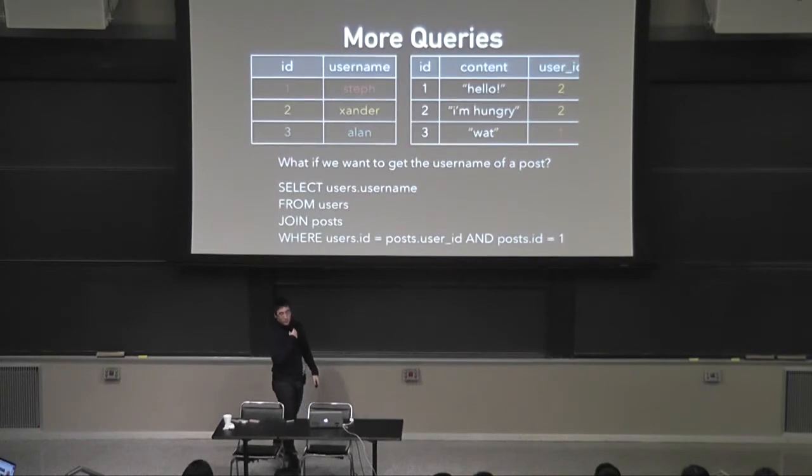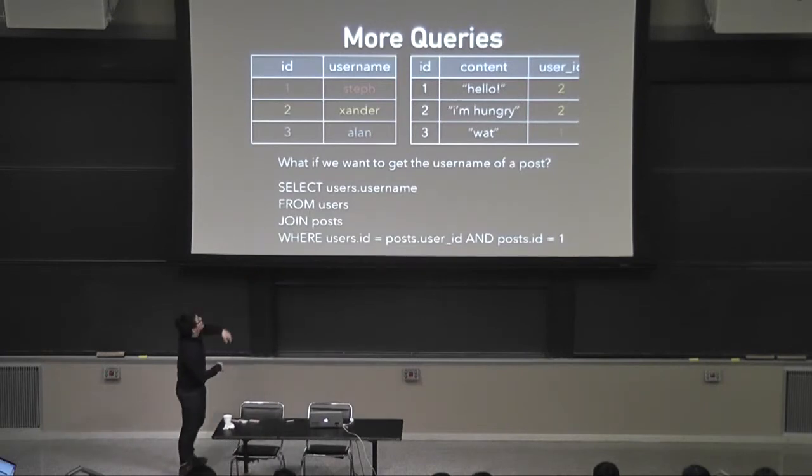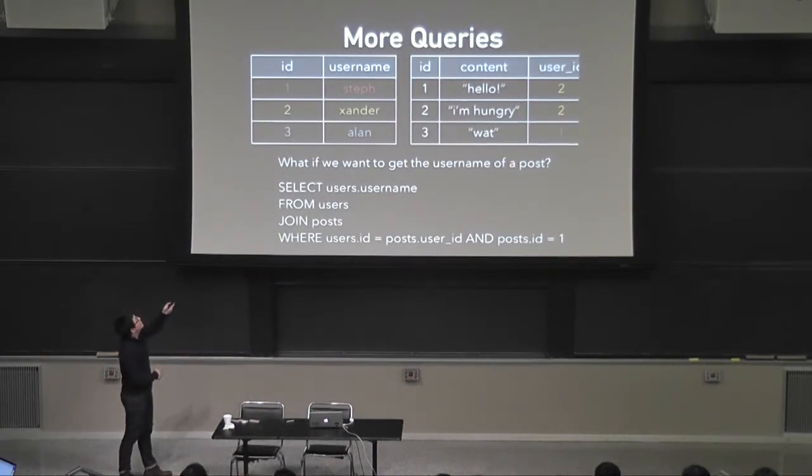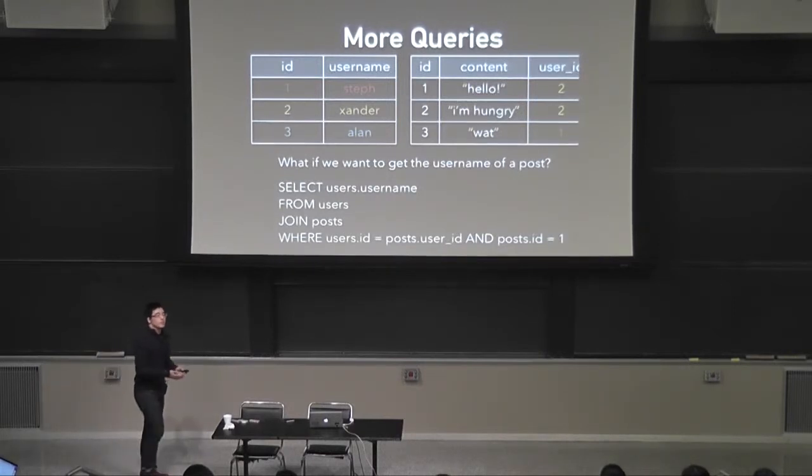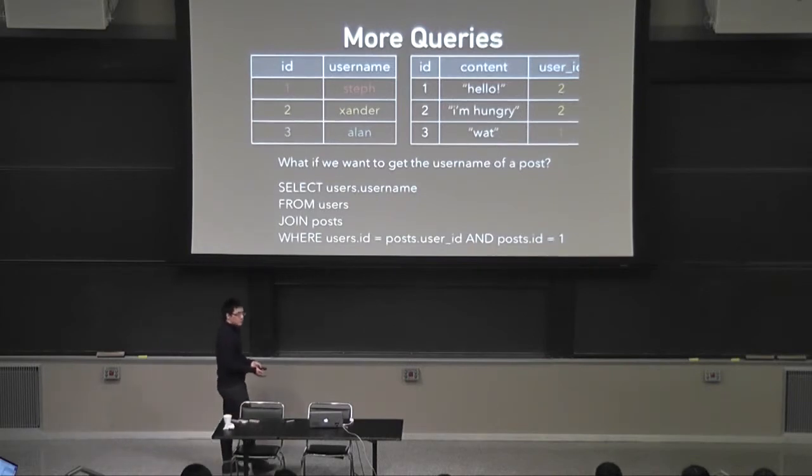Anyways, so what if I wanted to ask some more complicated questions, right? What if I wanted to get the username of a post? Well, you notice, pretend that the bottom half of the slide doesn't exist. You notice I can't really do that, right? I have my users with usernames. I have my posts that don't really have usernames. And so one thing you might say to do is, okay, I'll grab this post, extract the username out of it, and then make another query that says, okay, find me the username corresponding to 2. And that's how you would think about doing it.